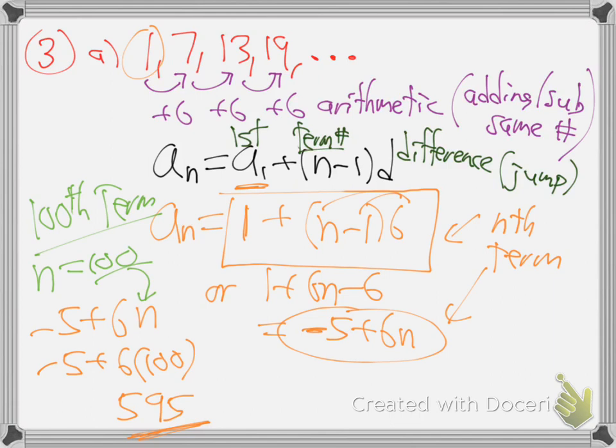Good question though. It's going up by 6 every time. So it's plus 6, it's adding. The d is the difference from term to term. It's going up by 6 every time, so this is the d on that one. It's positive 6 because it's going up. If the numbers are going down, that's when the d is negative. Good on that one? That makes sense?